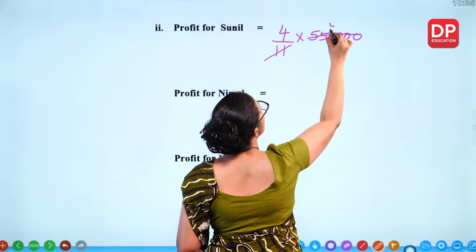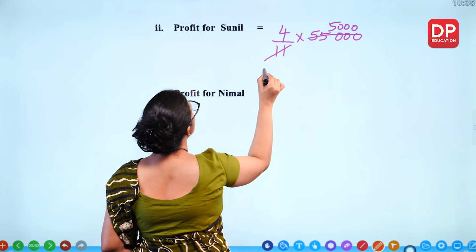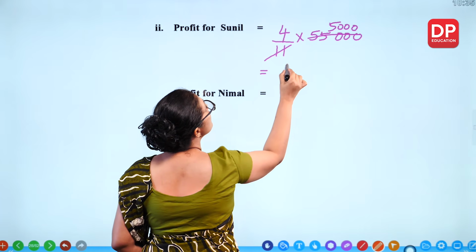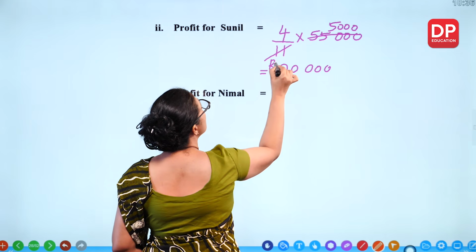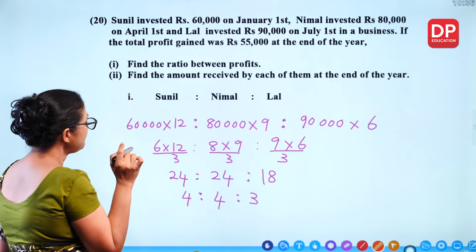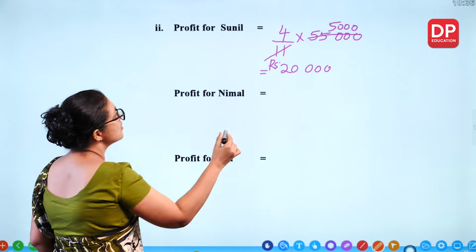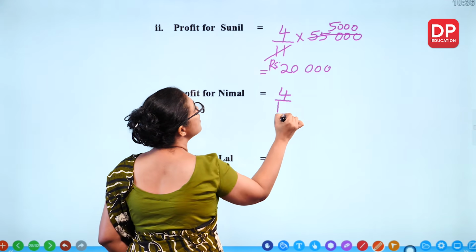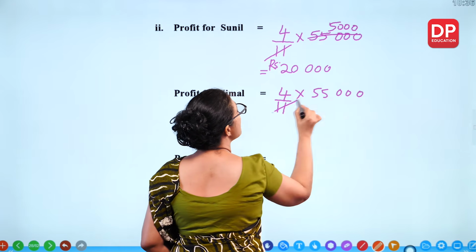11 times 5. 4 times 5, you get 20,000 rupees. Now profit for Nimal. What's the ratio? Again 4, same amount. So 4 over 11 into 55,000, you get the same answer.